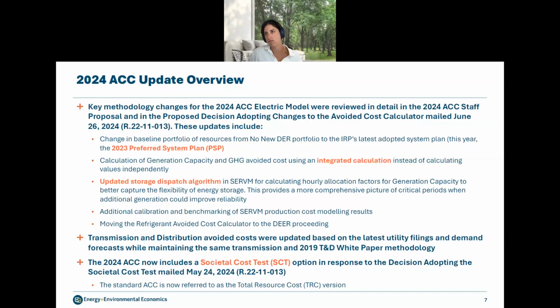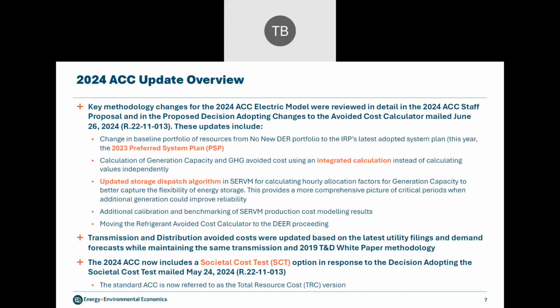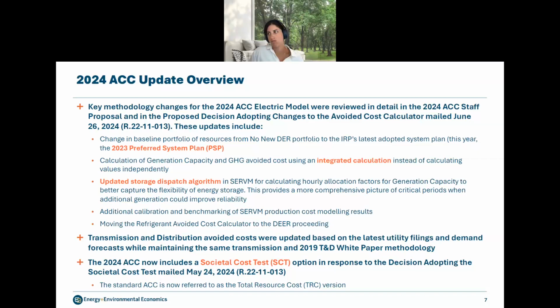It's very unusual and different than past ACC processes to have a draft released before the commission has finalized the policies and methodologies that are used in the ACC.